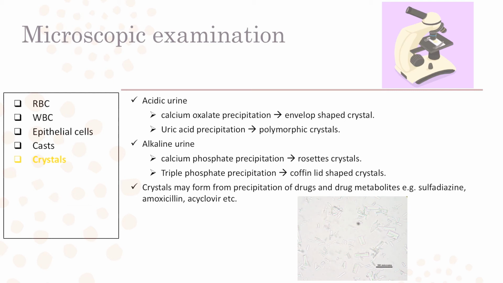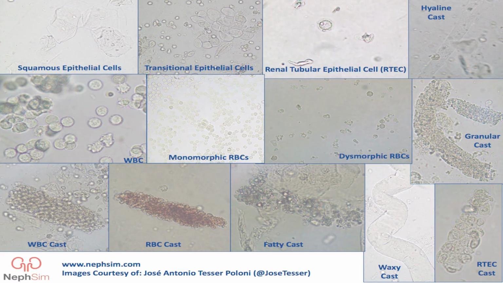Crystals may form from precipitation of drugs or drug metabolites, for example sulfadiazine, amoxicillin, acyclovir. If the person is consuming these drugs, then crystals might also be found in the urine.